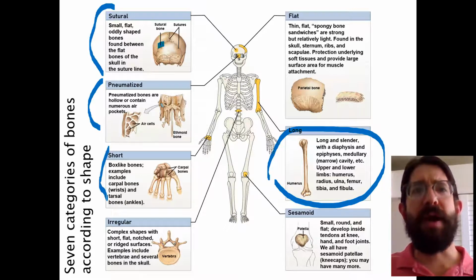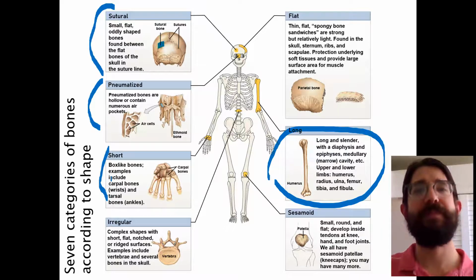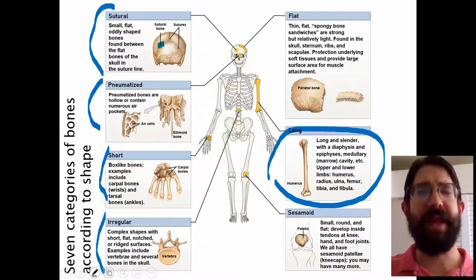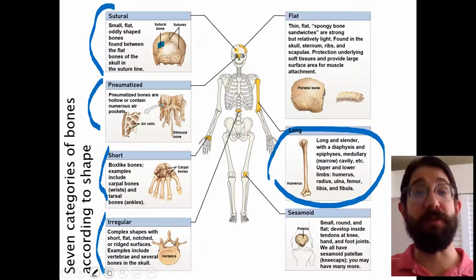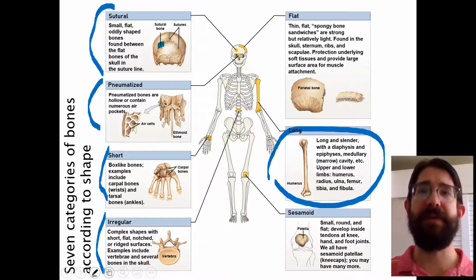Short bones are little box-like bones found in your wrist and ankles. So we call those carpal bones and tarsal bones, using our Unit 1 terminology. Irregular bones are bones with a very irregular shape. They often have short ridges or flat areas, notches, and so on. Some of our skull bones are very irregular in shape, but also vertebrae are good examples of irregular bones.